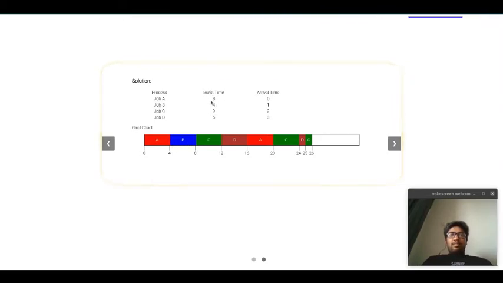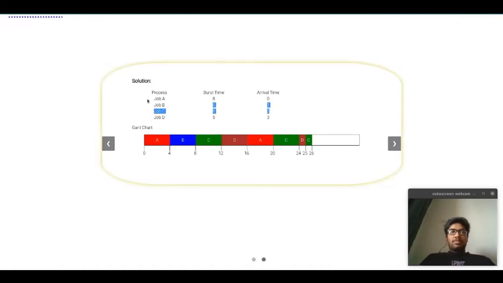We can see that the burst time of job B is 4 milliseconds. So from 4 to 8, job B will execute. After that, job C will come, and job C will continue from 8 to 12. We can see that the burst time of job C is 9. That means 9 minus 4 is equal to 5. So another 5 milliseconds is remaining for job C. After that, job D will come. It will be there from 12 to 16. So 5 minus 4 is equal to 1. So another 1 millisecond is remaining.